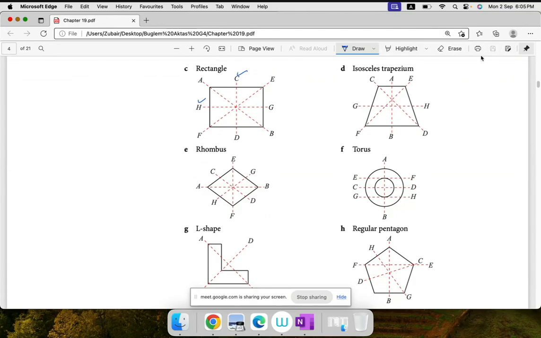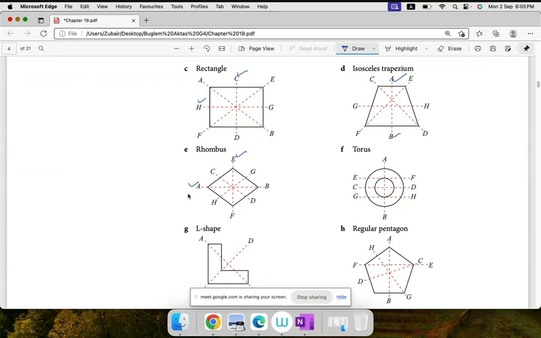Isosceles trapezium. Which one is the line of symmetry? AB. AB, only one. Yes. Rhombus. A rhombus is a tilted square. Yep. EF and AB, and CD and GH. In case of a rhombus, EF, yes. AB, yes. All others, no.